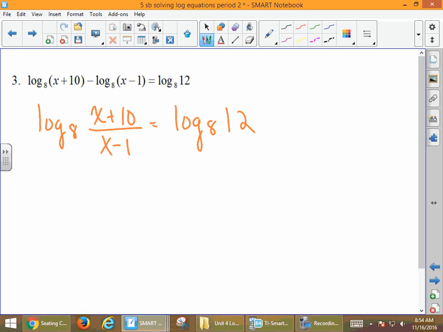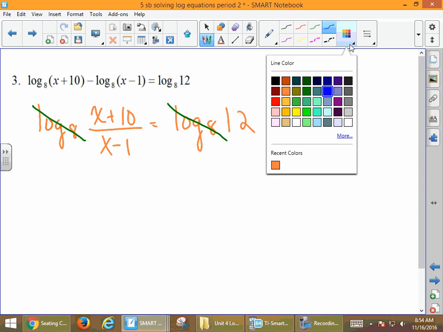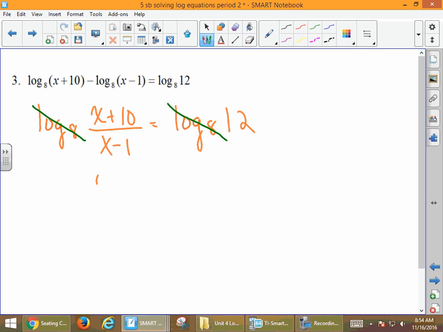Once we apply the logarithm properties, we end up with one logarithm on the left and one logarithm on the right. And because of that, our log base 8s are going to cancel out. And now we have x plus 10 divided by x minus 1 equals 12.